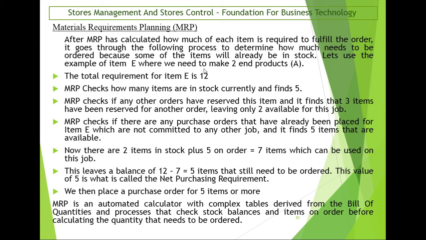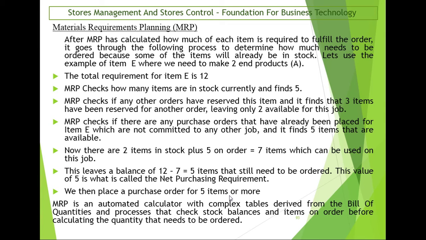Some are already on order, so we don't need to buy the whole 12 from scratch. So we have determined that we need a net purchasing quantity of 5. So now we can place a purchase order for the 5 items or more so that we can have some to keep in stock. So MRP is an automated calculator.